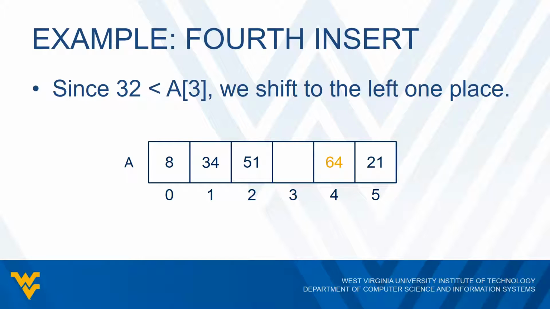Since 32 is less than 64, we need to shift the 64 over one place, so we move it over to A4. 32 is also less than 51, so we need to move the 51 over to A3. 32 is also less than 34, so we have to shift the 34 over to A2.